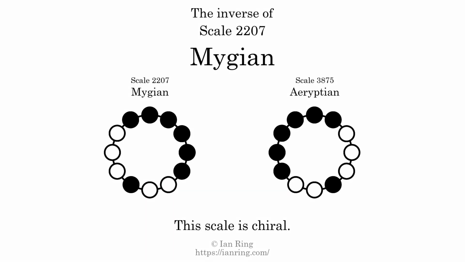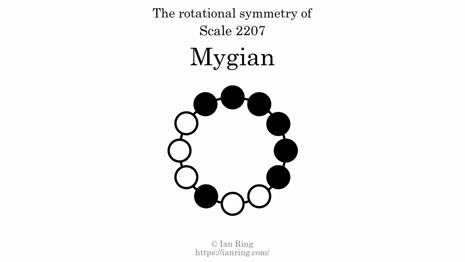The inverse of a scale is a mirror image. It is what you get when the sequence of intervals is reversed. The inverse of this scale is scale 3875, also known as Kotyptian. This scale is chiral. It cannot transform into its inverse by rotational transformation. This scale has no rotational symmetry.